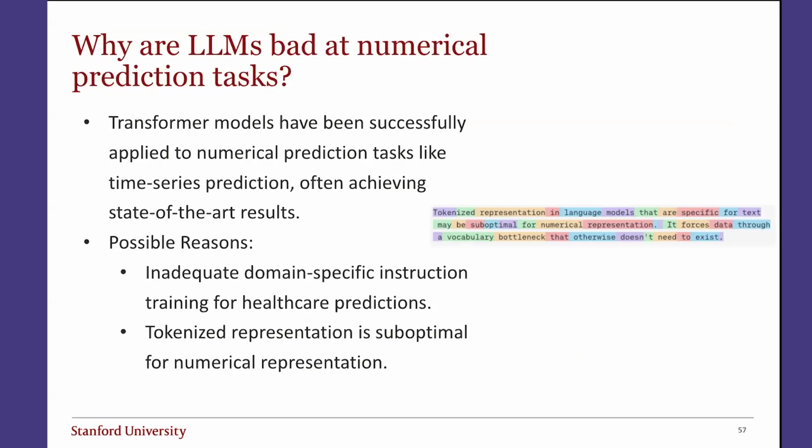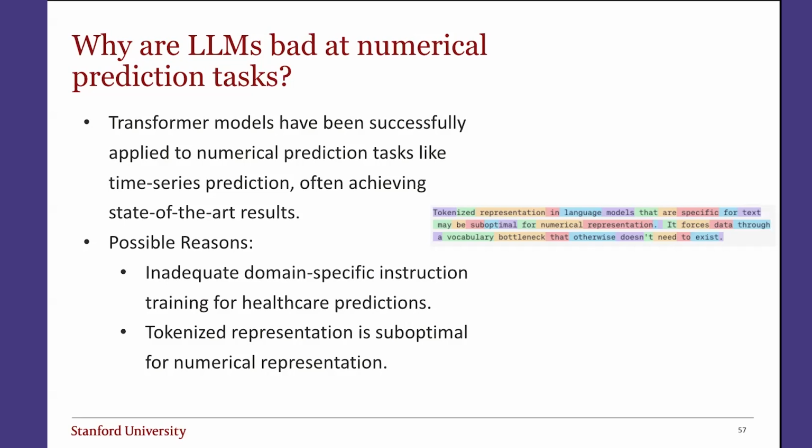So why are LLMs bad at numerical predictions? Transformer models have been successfully applied to numerical prediction tasks like time series prediction, and oftentimes there are time series prediction models built on transformers that achieve state-of-the-art results. But specifically for LLMs, if you think about it, there's potentially two reasons. One is we're using a general domain LLM. It may not have adequate domain-specific knowledge, and these LLMs are instruction tuned, and so the instruction tuning may not be domain-specific enough for healthcare, and maybe that's why these models are just not able to make good predictions.